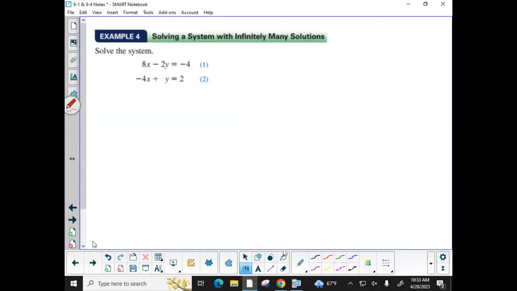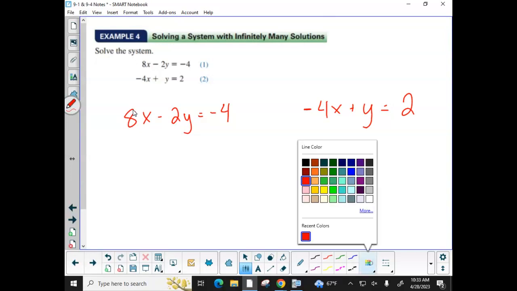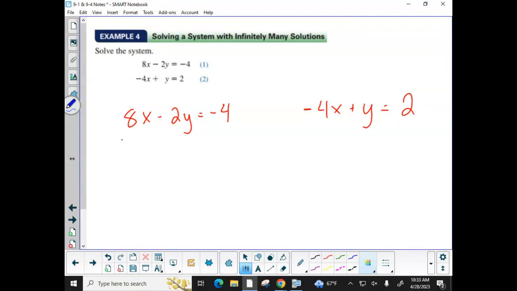All right, the last one I'm going to show you is solving this system. So once again, last example, we got 8x minus 2y equals -4, -4x plus y equals 2. All right, solving for y. Same thing every time. Subtract 8x on both sides, minus 8x. So then I got -2y is equal to -8x minus 4. Divide both sides by -2.